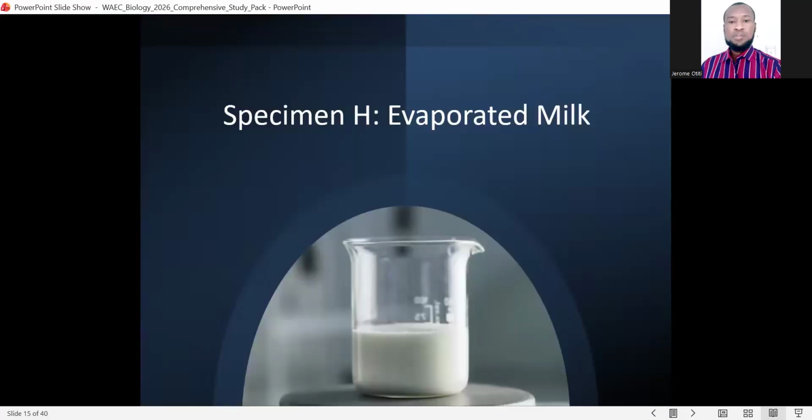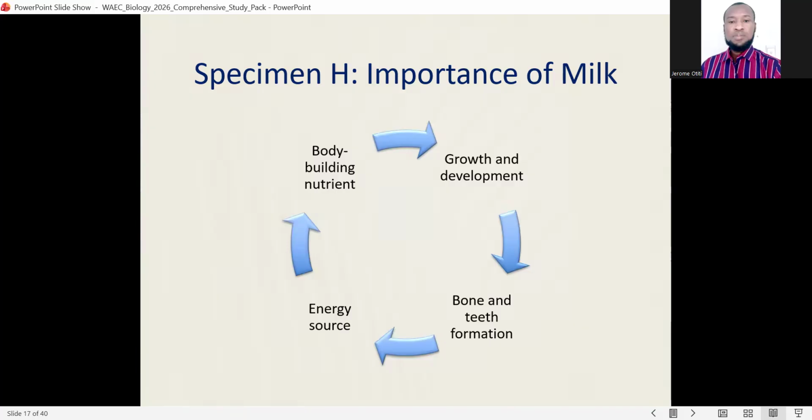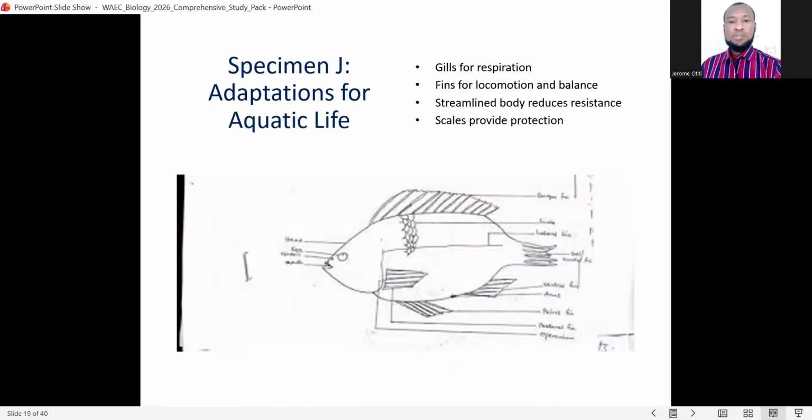Evaporated milk. You have to know the biological importance of evaporated milk, and the function of evaporated milk stated here. Fresh fish, very important. You're able to know the kingdom, the phylum, and the class, the observable features. What you see when you look at fish and the economic importance, you have to note that.